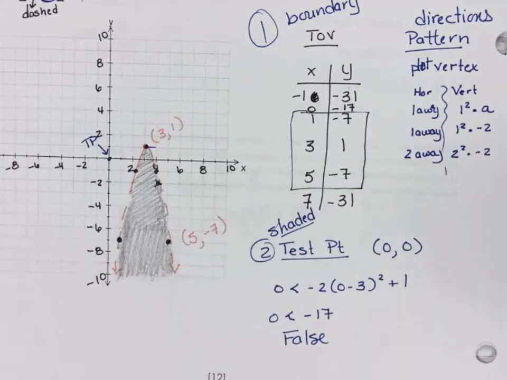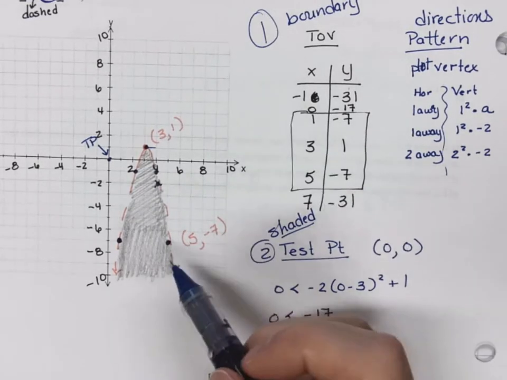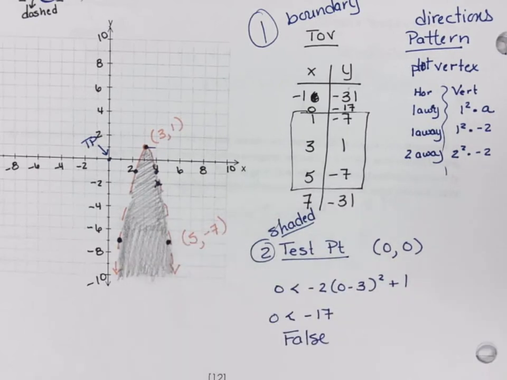I plot the points, 1 over 1 squared times A. 2 over 2 squared times A. 3 over 3 squared times A. And so you can go from there. And as you can see, I end up at the same points that we plotted before.